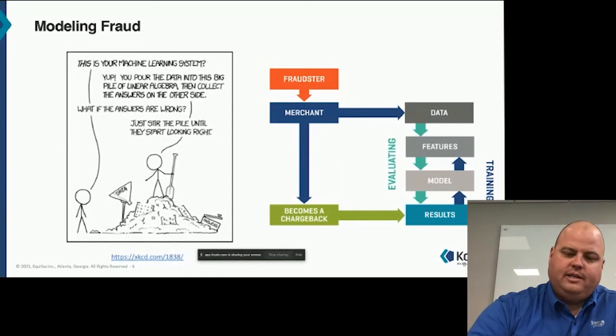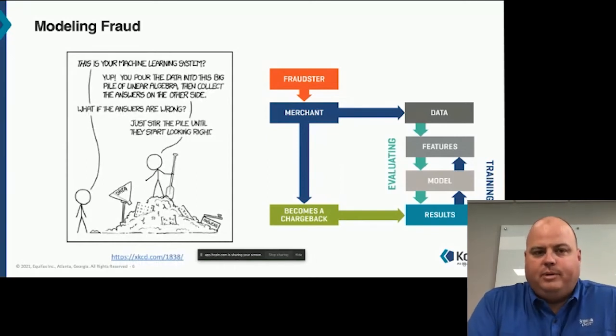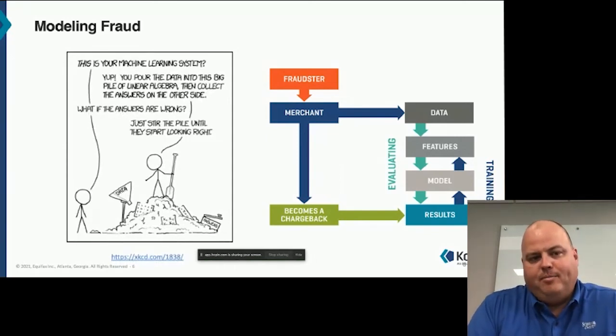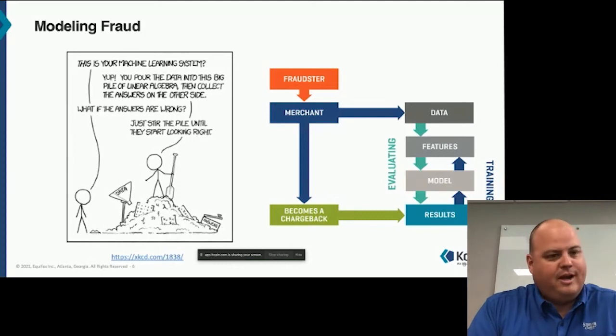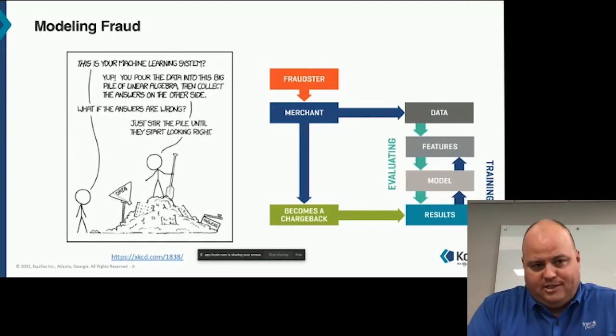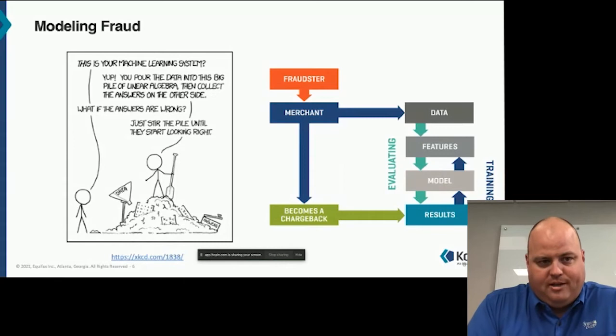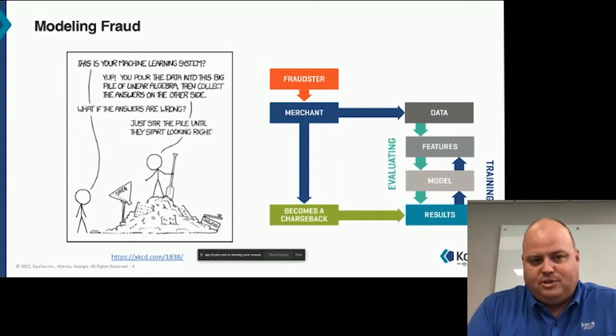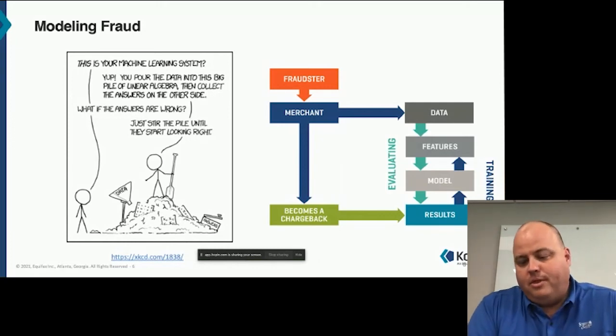If you haven't seen this XKCD comic, then you haven't been listening to a bunch of AI talks. But this perfectly describes what we do. This is your machine learning system. Yep, you pour the data in the big pile of linear algebra, then collect the answers on the other side. What if the answers are wrong? Just stir the pile until they start looking right. And this feedback loop with the training, that's the stirring the pile.